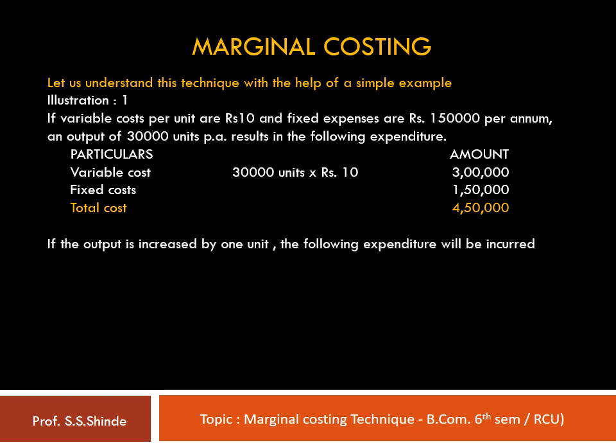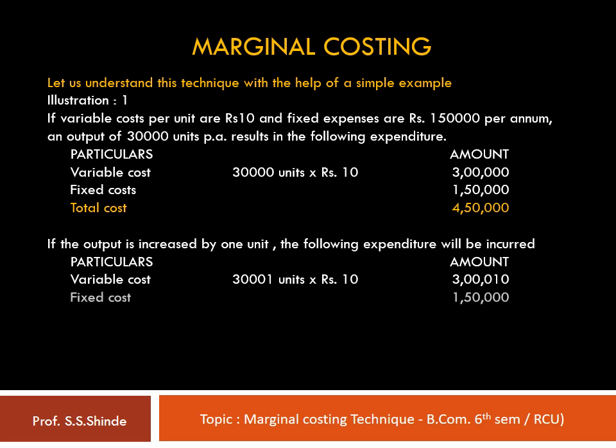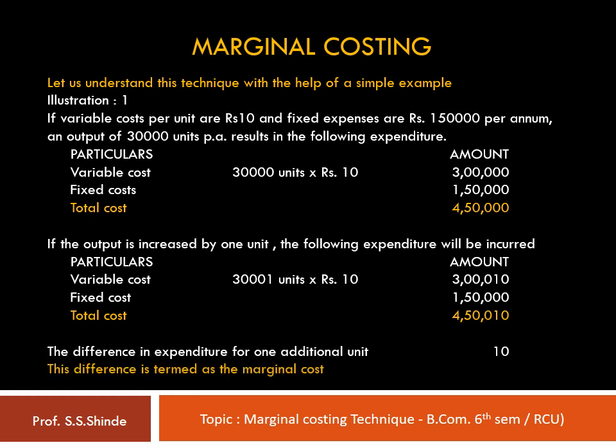If the output is increased by 1 unit, the following expenditure will be incurred. That is, variable cost for 30,001 units at the rate of rupees 10 works out to 3 lakh 10 rupees. Fixed cost 1 lakh 50,000. So the total cost works out to 4 lakh 50,000 and 10 rupees. The difference in expenditure for one additional unit works out to 10 rupees. This difference is termed as the marginal cost.